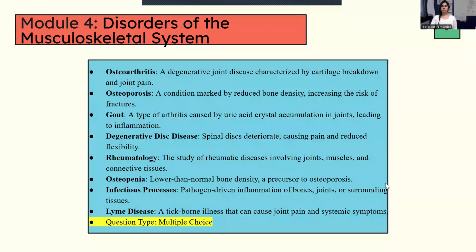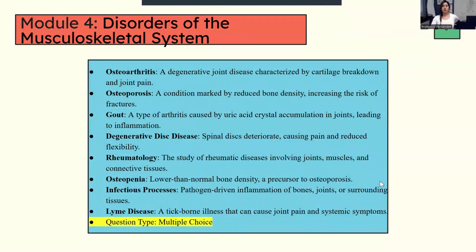Module 4 covers disorders of the musculoskeletal system. Osteoarthritis is that wear and tear of the joints that ends up leading to pain and stiffness. Osteoporosis is weak bones that break easily. Gout is painful swelling in joints caused by uric acid crystals. We have degenerative disc disease, where the spinal discs wear out and cause back pain.